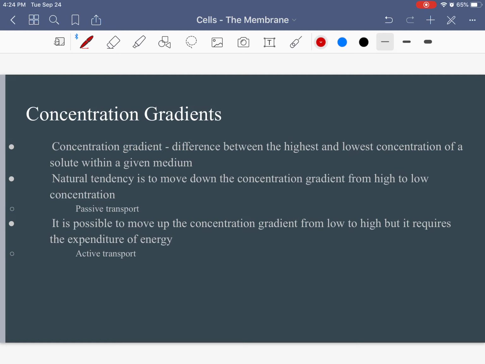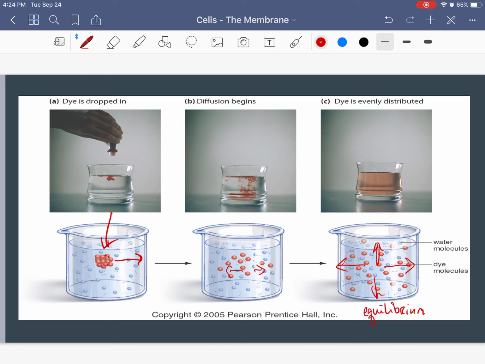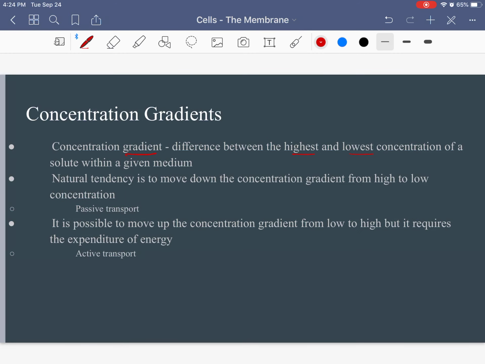All right. When I talk about concentration gradients, I'm talking about the difference between high and low concentration within a given medium. All right, so if our medium is our beaker in our last slide, the area where all the dye is is high concentrated dye. And then the low concentrated area, in this case, is going to be all the water surrounding it that doesn't have any dye. Now, the natural tendency of motion is for materials to move down the concentration gradient, or rather it's going to move from high concentration to low concentration. And this is the whole concept of passive transport.